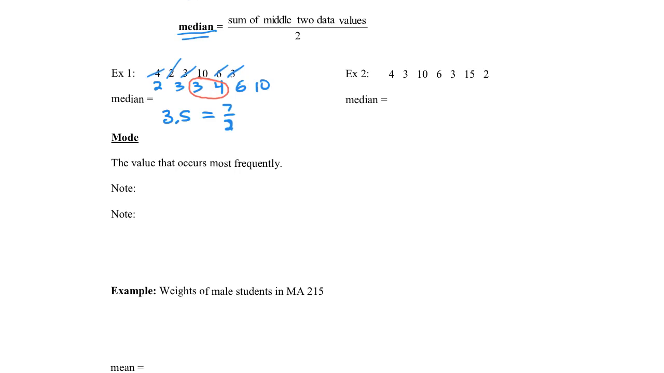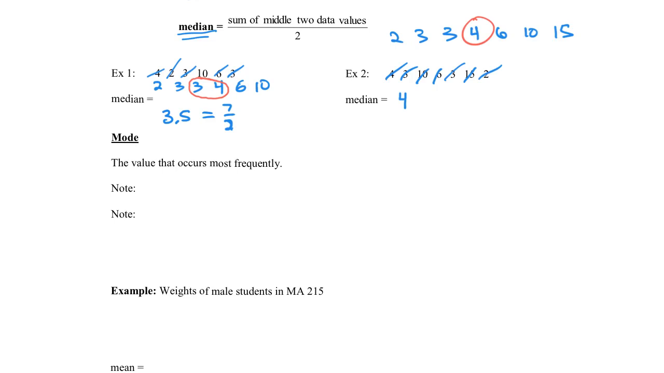Okay, example 2. Let's try this one. Same thing. I'll put these in order first. We've got a 2. We'll put this one up here. Got a couple of 3s. We've got a 4 and a 6 and a 10 and a 15. So now we've got 1, 2, 3, 4, 5, 6, 7 pieces of data. So we're going to have one right in the middle. 4, right? So the median here is just 4. All right, so that's how you find the median.